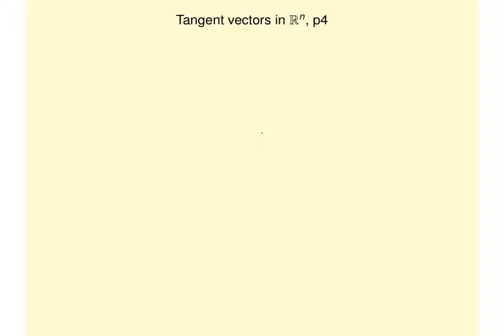Now, assigning a bound vector to every point of Rn constitutes a vector field on Rn. And there's some rather ambiguous notation that's pretty well universally used. So this needs to go from Rn into Rn cross Rn.